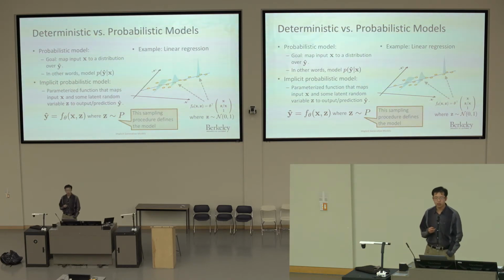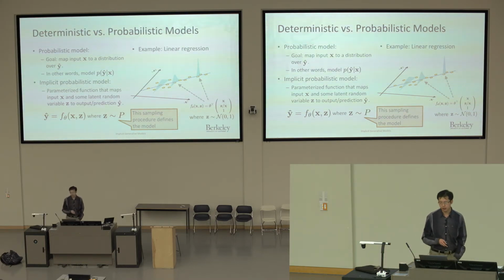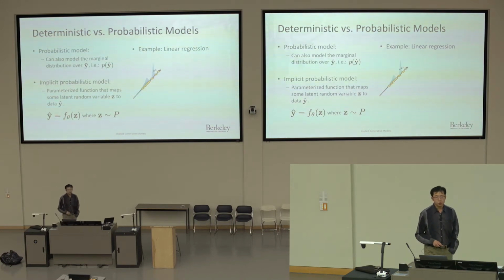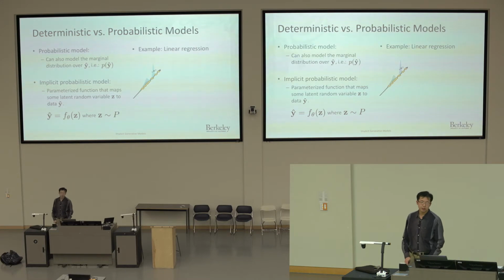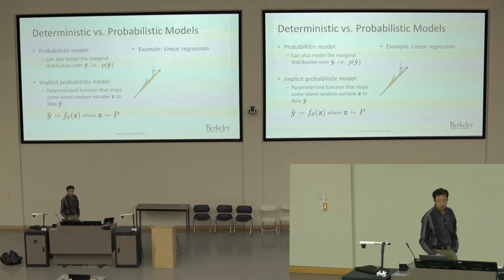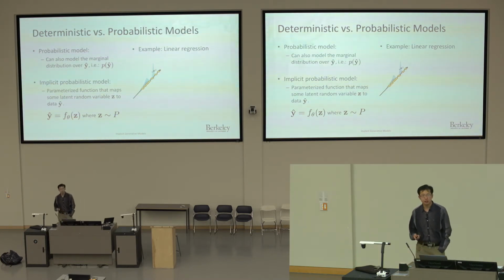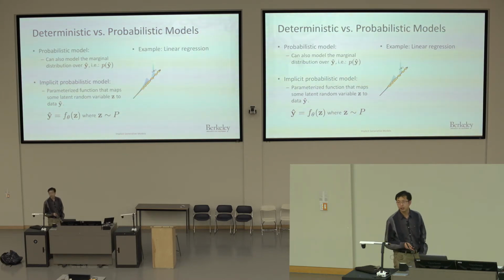These kinds of models are characterized by the sampling procedure rather than some explicit specification of the probability density. We can also have probabilistic models that ignore x completely and just model the marginal distribution over your outputs, as in this picture. We can define a corresponding implicit probabilistic model that takes out the input x and just has z as your only input. Again, this gives you a distribution over the different outputs because z can be sampled randomly from some distribution. Any questions so far?